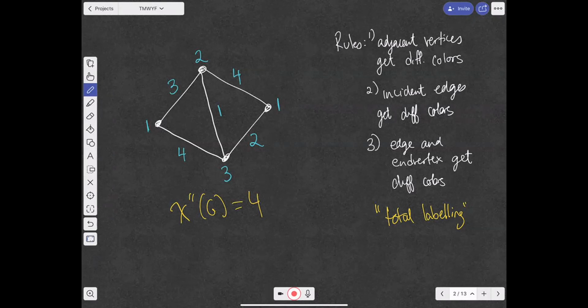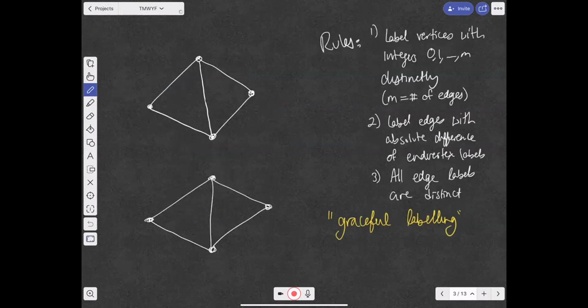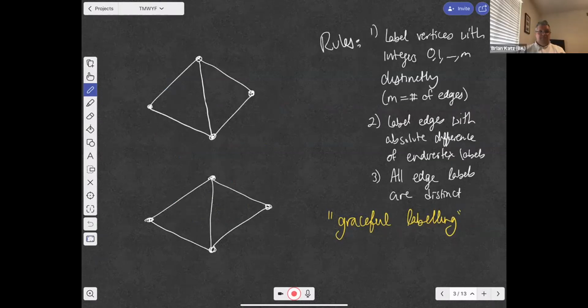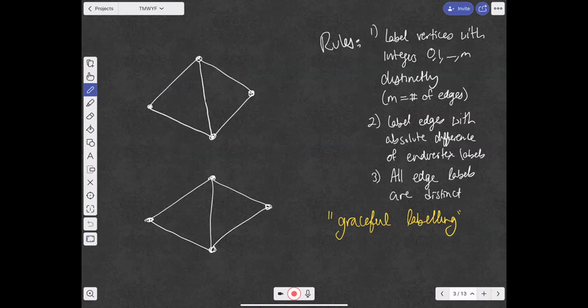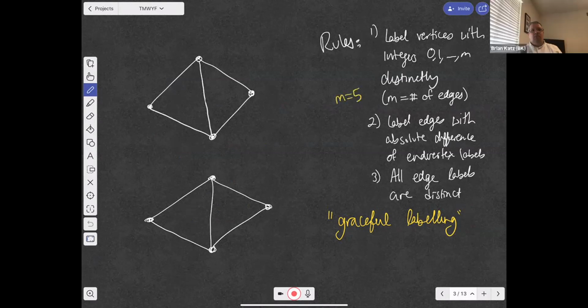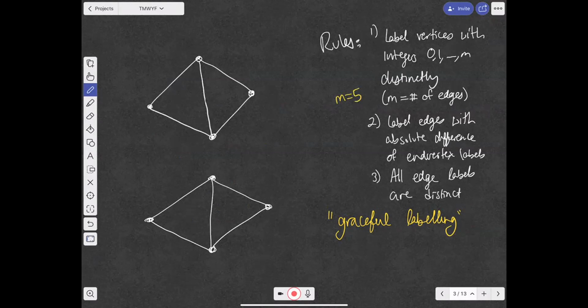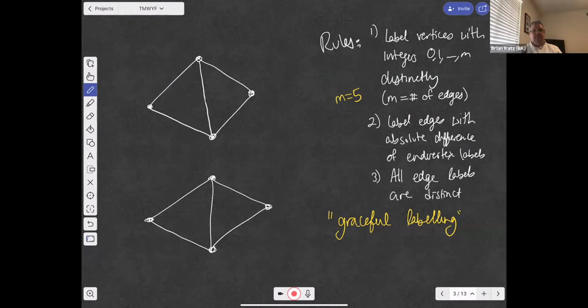All right, let's make it maybe a little bit more complicated, another type of labeling. These are called graceful labelings, and they have been studied for at least maybe 50 or 60 years. The rules here are a little different. We have to label the vertices with the integers from 0 through m distinctly. So all the vertices have to get distinct labels. And here m is the number of edges, so in this case, m equals 5. And then we label the edges with the absolute difference of the end vertices of that edge.